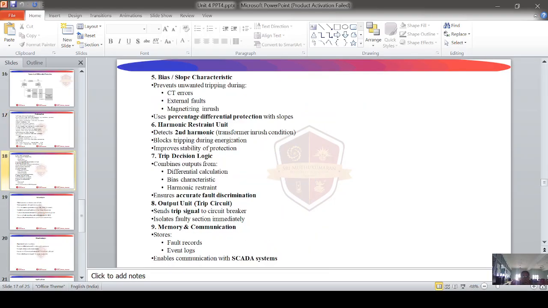Bias and slope characteristics prevent false tripping. That means it handles CT errors and external faults. Then harmonic restraint detects transformer inrush current and prevents unnecessary tripping. Next, trip decision and output: it combines all conditions and sends a trip signal to the circuit breaker.